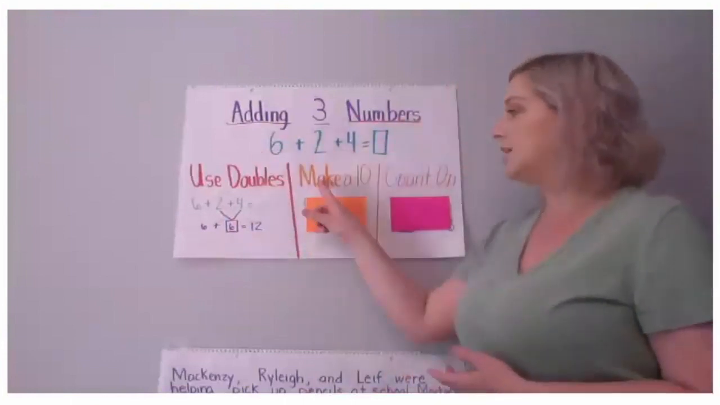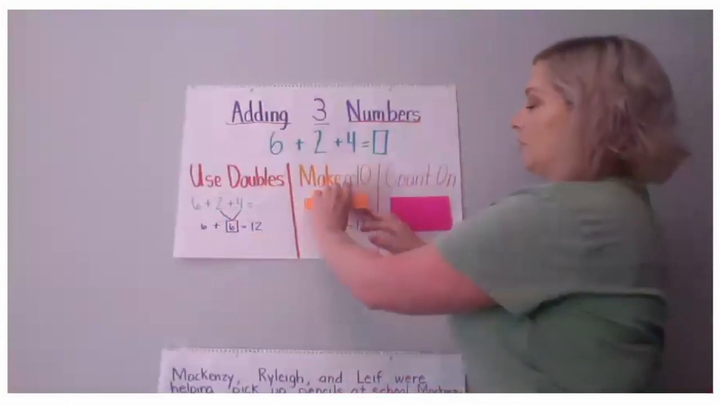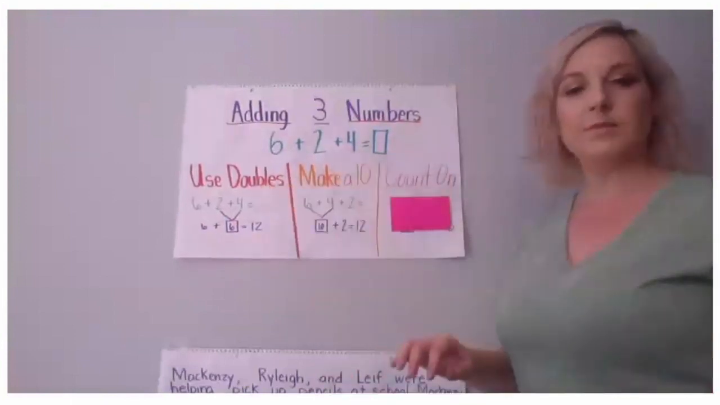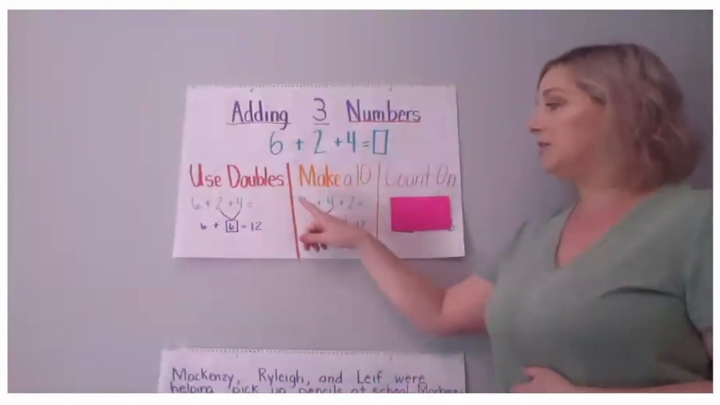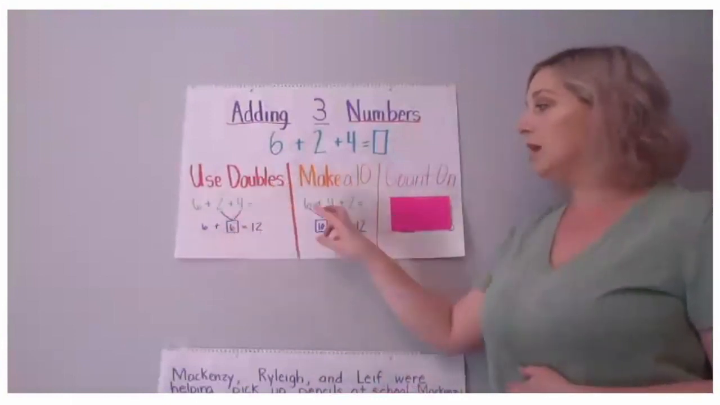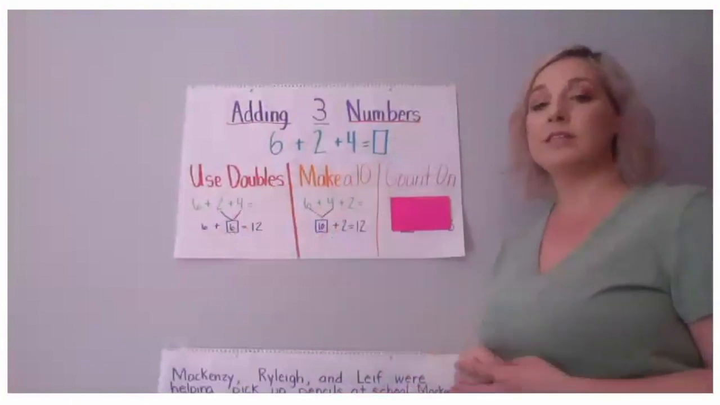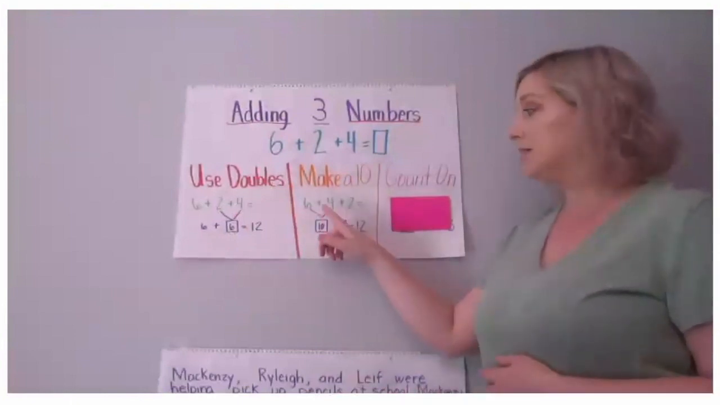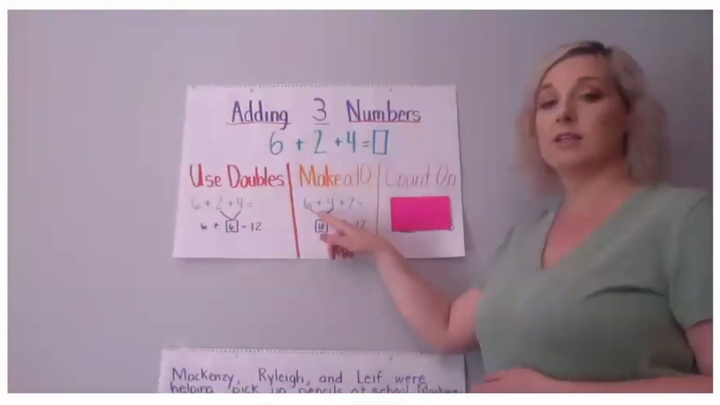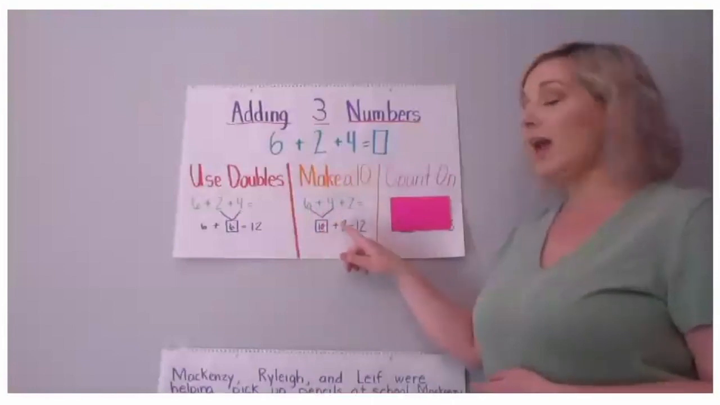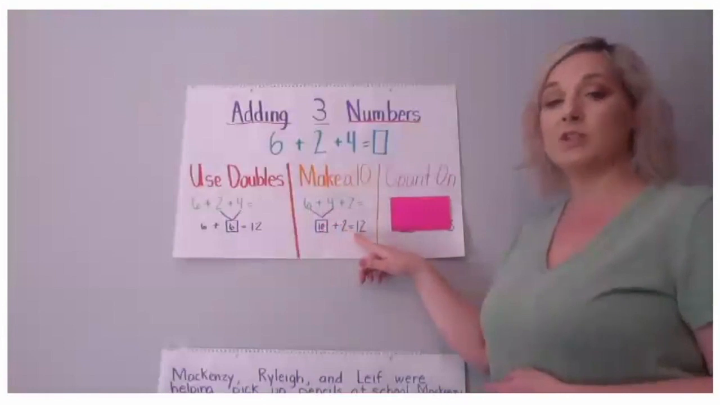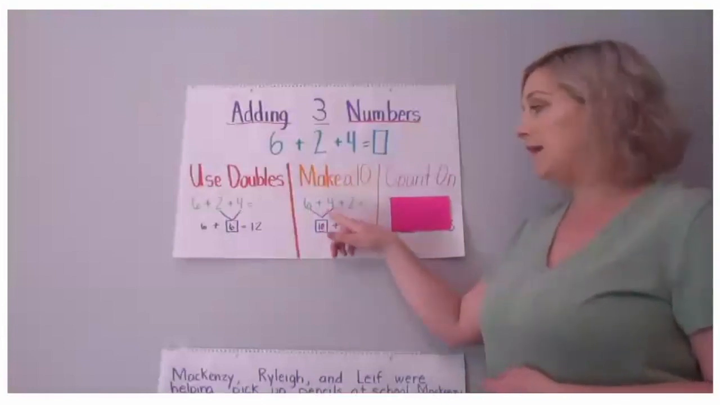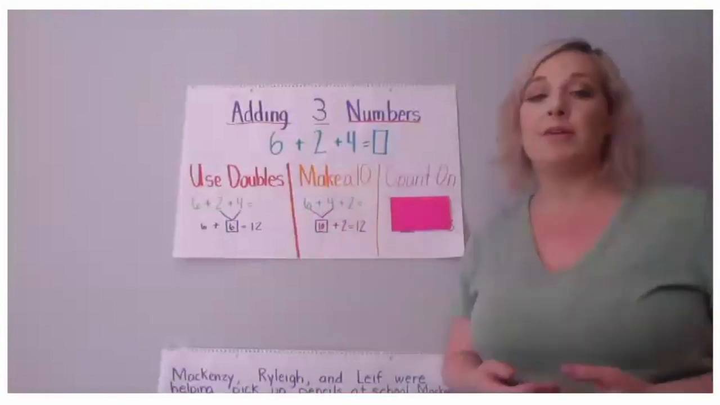The next strategy is making a 10. So let's look at that one. If I have the same equation, 6 plus 2 plus 4, I can move those numbers around to add them quicker. I can put 6 and 4 together because 6 and 4 makes 10, and add the third number, which is 2, and it still makes 12. This strategy of making a 10 helps me be able to add the numbers quicker.